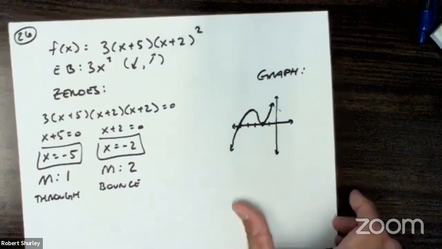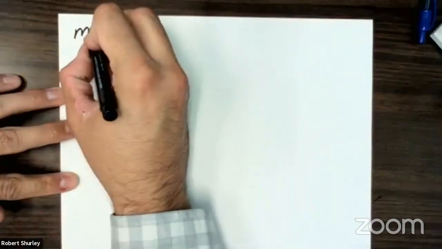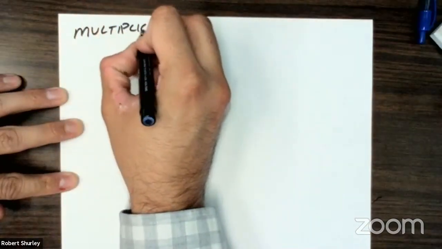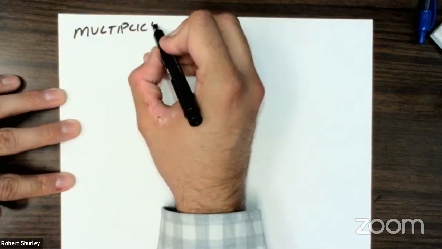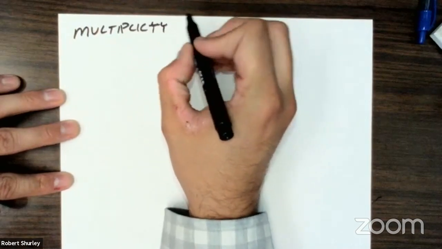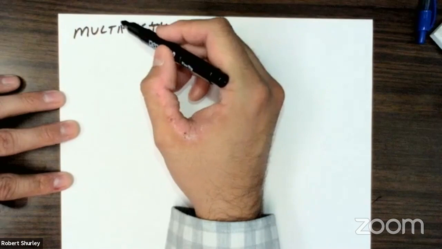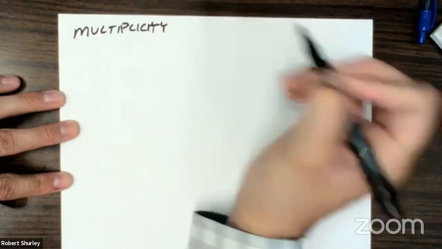Let's just talk more formally about multiplicity. It turns out the rule for multiplicity. Multiplicity. I don't think I spelled it right. Lord, I did not spell it. Multiplicity. Maybe an I in there.